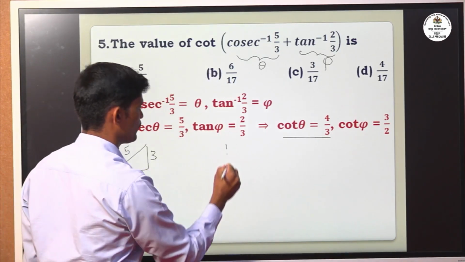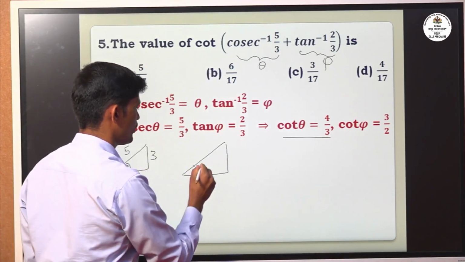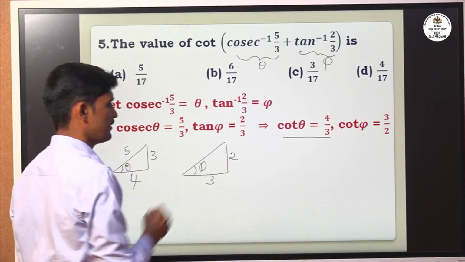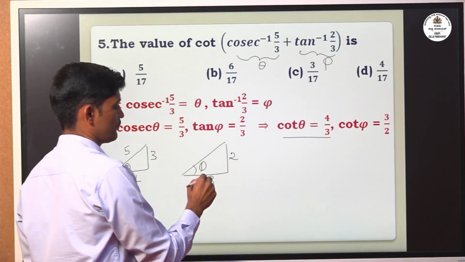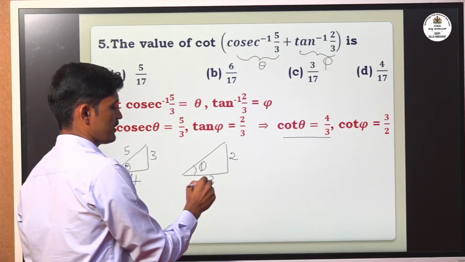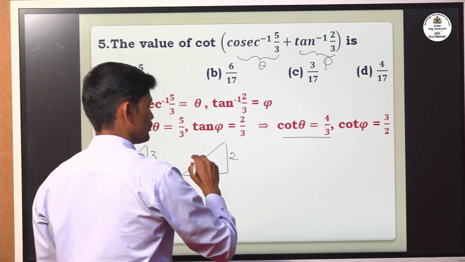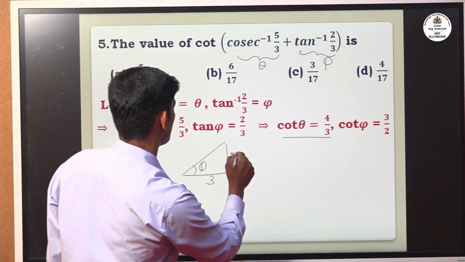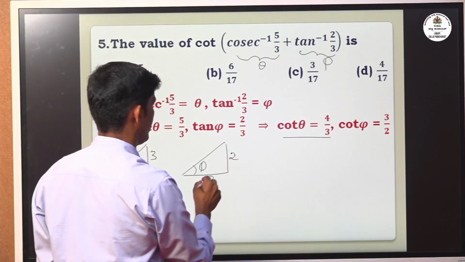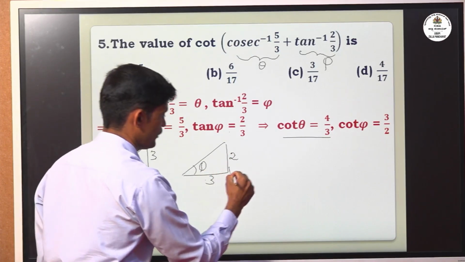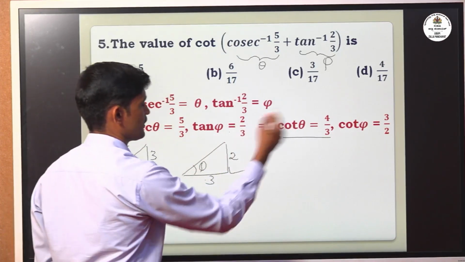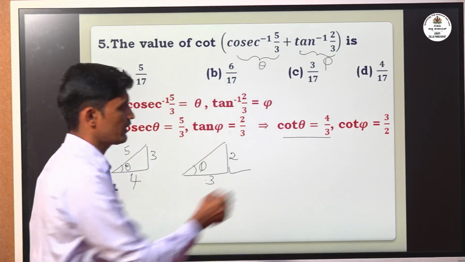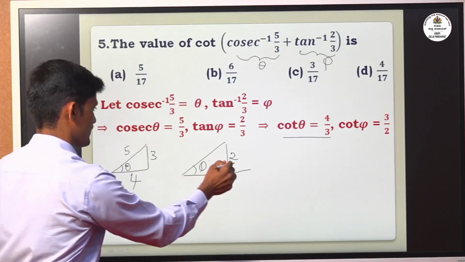Similarly, tan phi is equal to 2 by 3. You can use identity or use right angled triangle. This is equal to opposite by adjacent side. Then hypotenuse becomes the square root of 3 square plus 2 square. 3 square is 9, 2 square is 4. Tan phi is equal to 2 by 3. Therefore, cot phi is equal to 3 by 2. We need not go to this right angle triangle because it is the reciprocal. Tan phi is equal to 2 by 3 implies cot phi is equal to its reciprocal 3 by 2. This is not necessary.